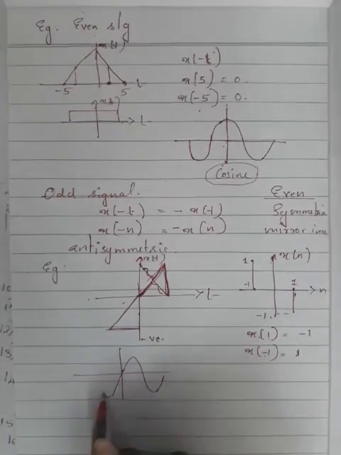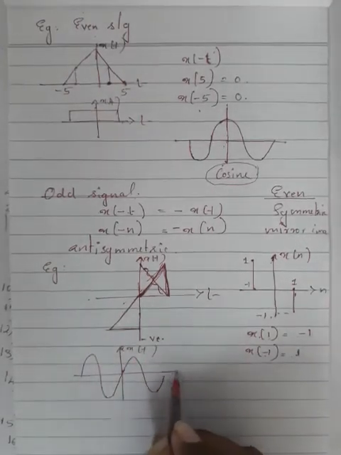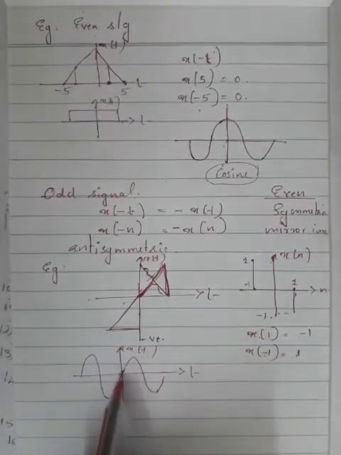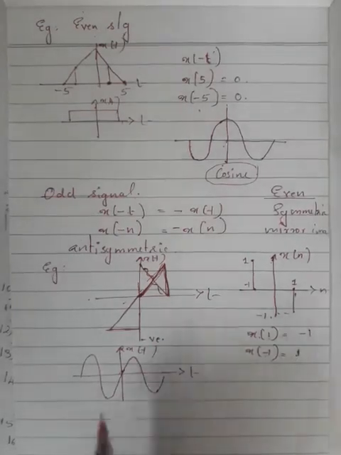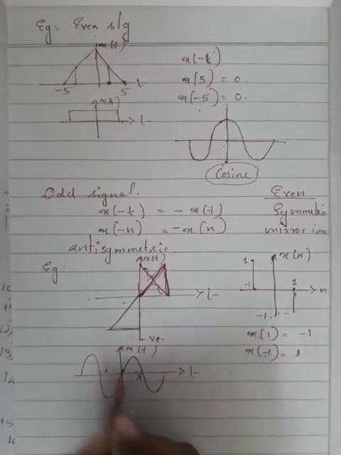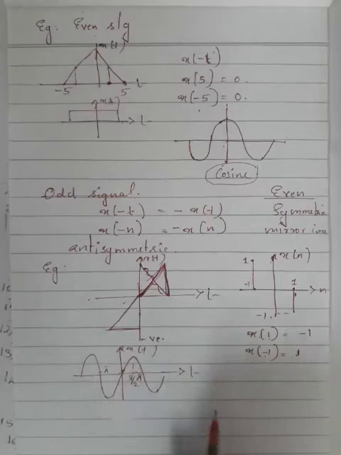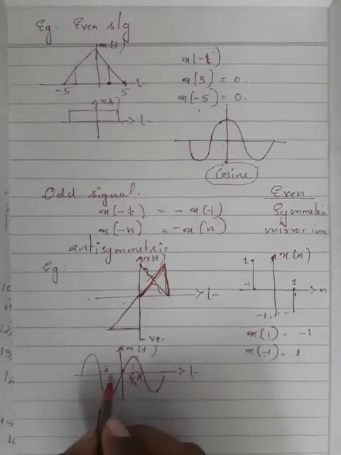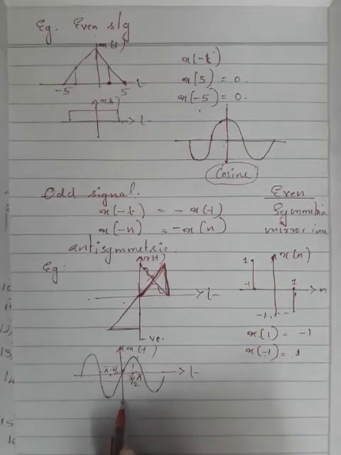We know this is a sine wave. This is x of t and this is time t. Let us consider this x of t for positive values, and this point is pi. Now if we find x of pi by 2, x of pi by 2 is 1. If we find x of minus pi by 2, its value will be minus 1.